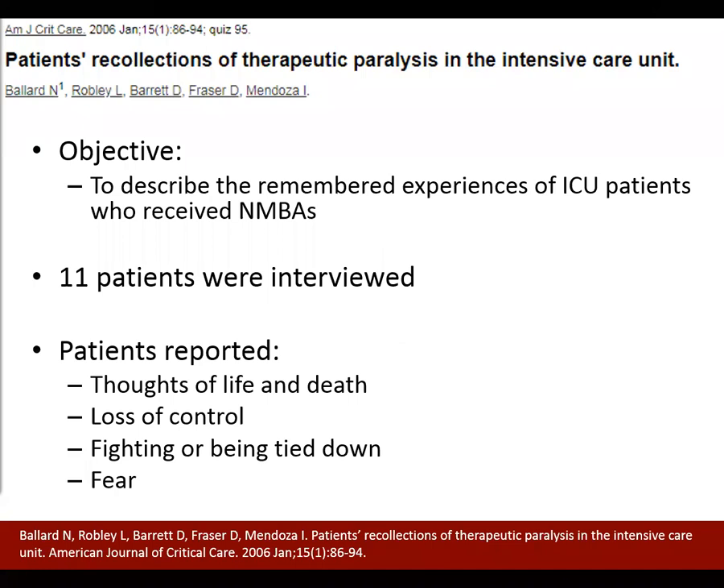So this article was written to summarize some of the remembered experiences of ICU patients who receive neuromuscular blocking agents. They essentially interviewed 11 different patients, and these patients just reported what they remembered while they were paralyzed. The general trends they were able to recall were thoughts of life or death. They also felt that they had no control. They had a sensation of fear and fighting, and that they were being tied down. So again, neuromuscular blocking agents can cause significant emotional distress, and if adequate sedation is not used, these patients can actually recall these events.